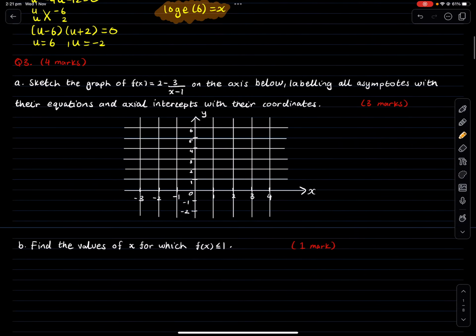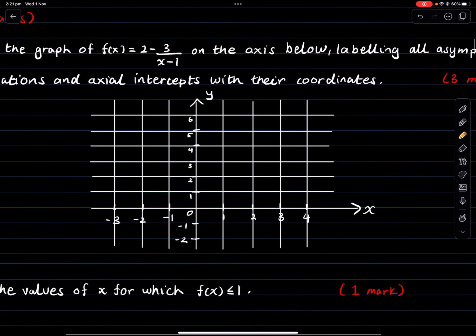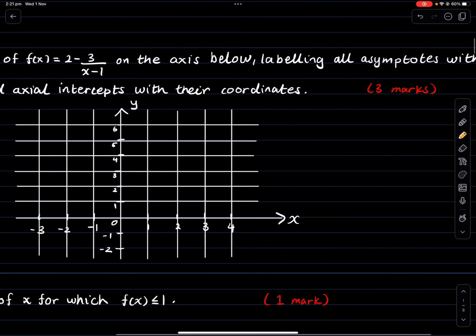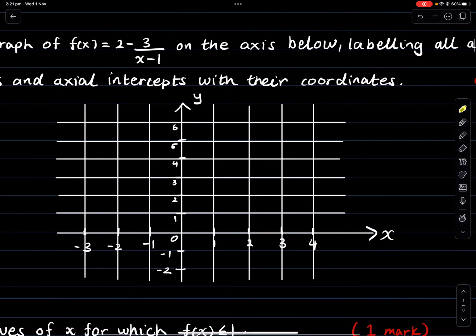Perfect. Question 3, 4 marks. Sketch the graph of f of x on the axis below, so that's a rectangular hyperbola, labeling all asymptotes with the equations and axial intercepts with the coordinates. I've tried to draw it, hopefully it looks nice.